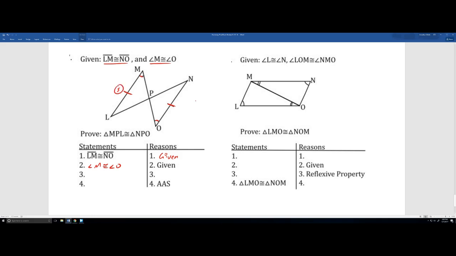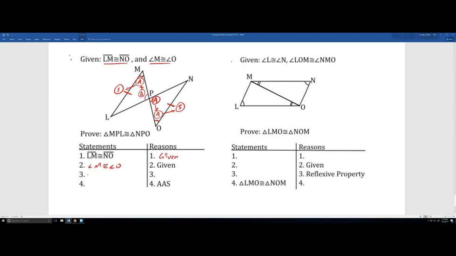So I got a side congruent to this side. I got an angle that's congruent to this angle. I do see vertical angles. Do you guys see that? I see vertical angles. Whoa. And that spells angle, angle, side. So I think we're going to prove this by angle, angle, side.